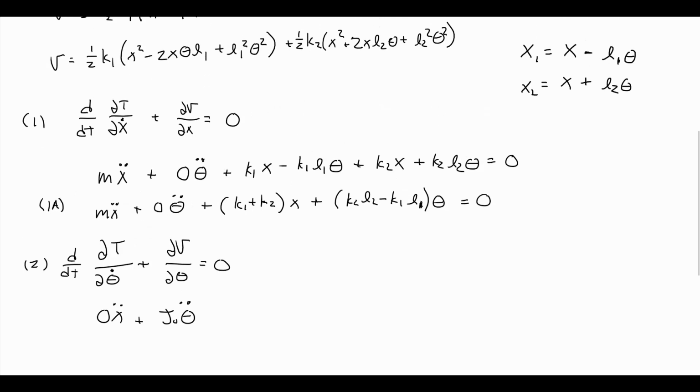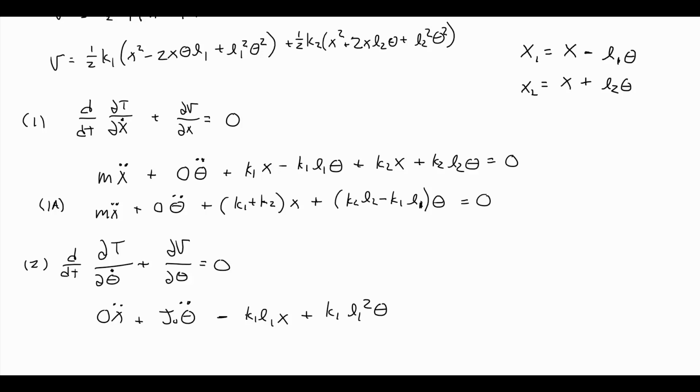Now the V term, ∂V/∂θ. The x squared goes away. The 2 and the 1/2 are going to cancel, and I will be left with, right here, a negative k1 L1 x. And then the third term now will not drop out because I have a θ. I will have here k1 L1 squared θ.